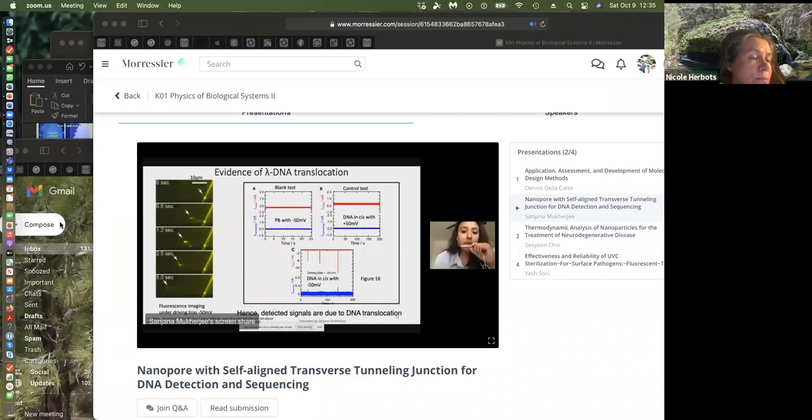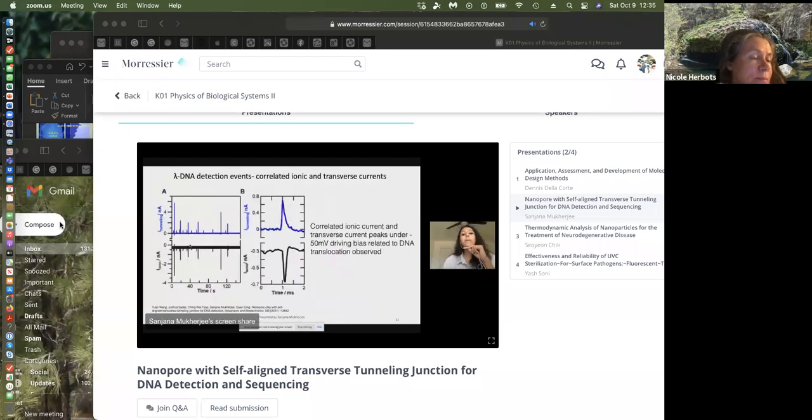A blank test with PB and a negative bias shows no current. DNA lodged in cis with a positive 50 millivolts shows no current, and DNA lodged in cis with a negative bias of 50 millivolts shows current, showing detection of events related to translocation of DNA. And the fluorescence image also shows that. We have seen that 50 millivolts shows more than 80% correlated events between ionic current and tunneling current, and they're all telling us that the correlated events are because of DNA translocation.